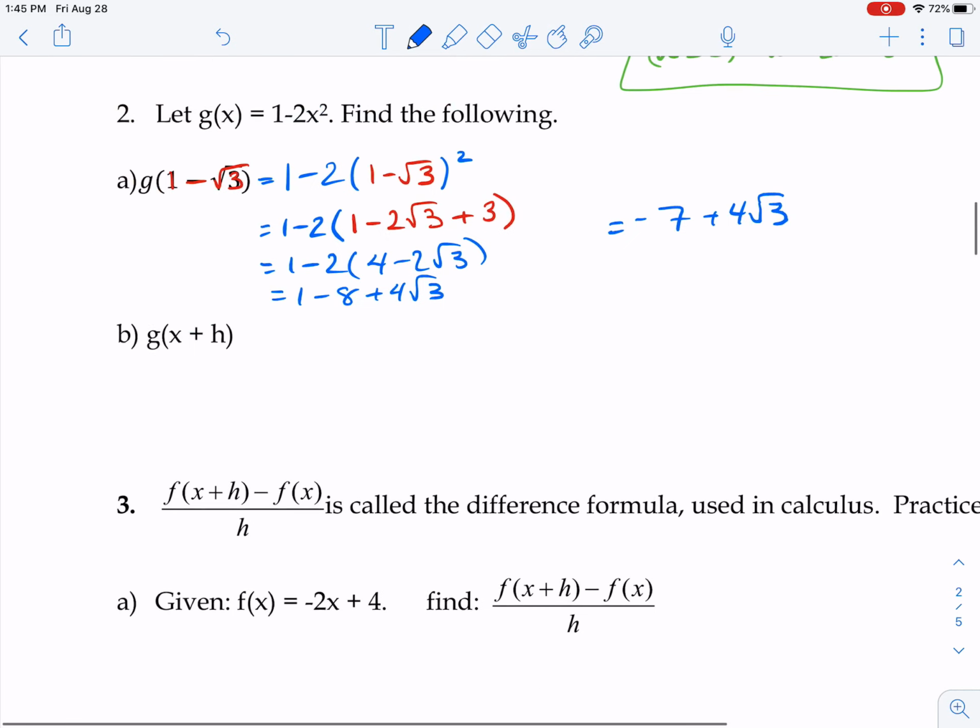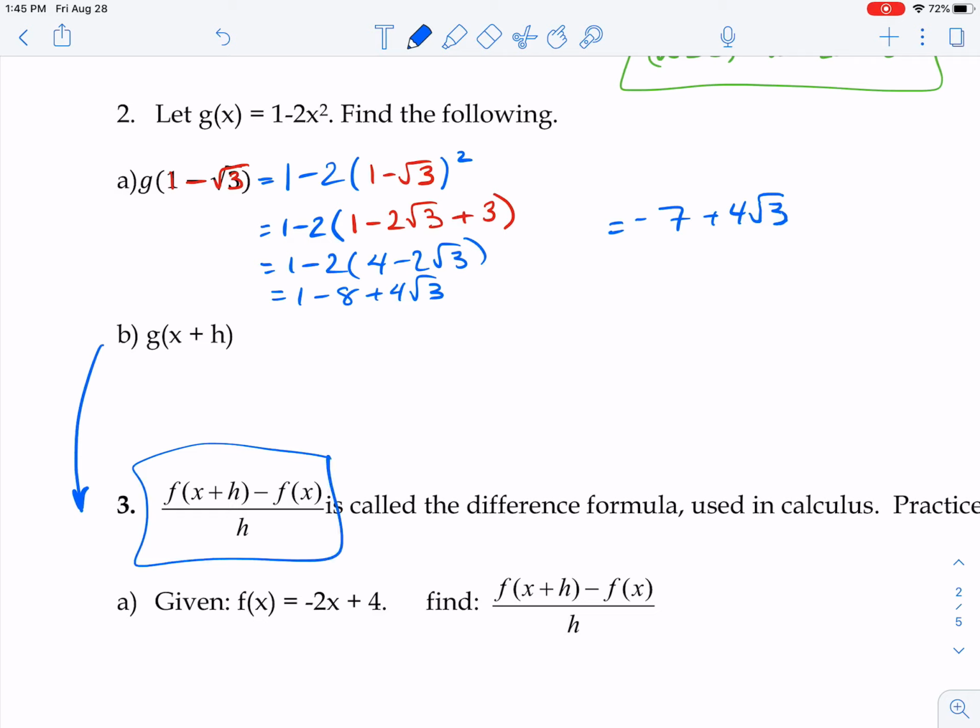Okay? Now the next one, they're asking us to do g of x plus h. The purpose in that is about to become obvious when we see this next one. Actually, the reason behind that becomes obvious when you take calculus. So we're not just doing random stuff to make you crazy. There's a method behind our madness.